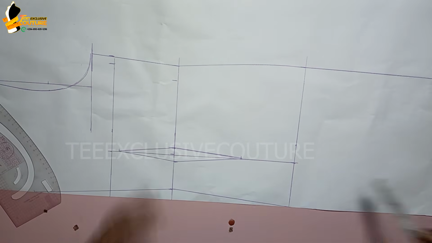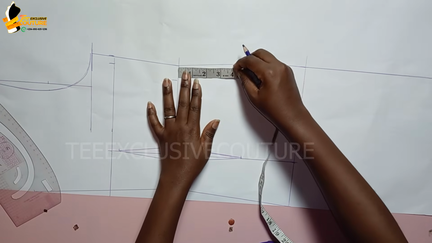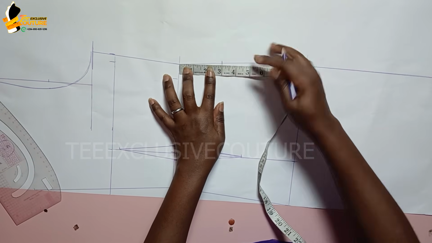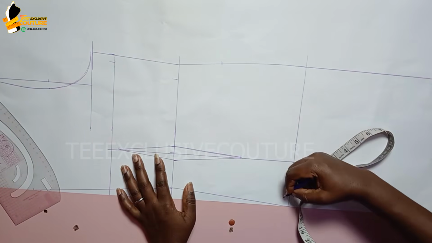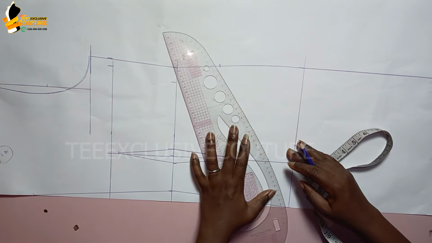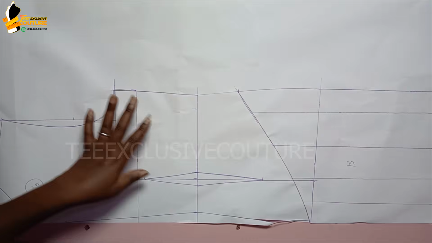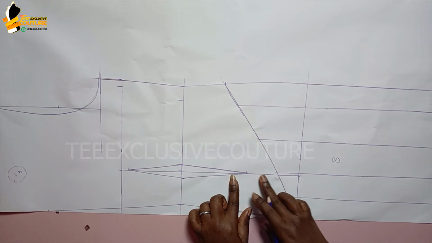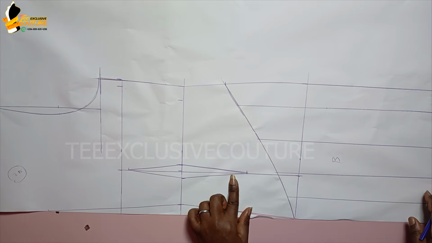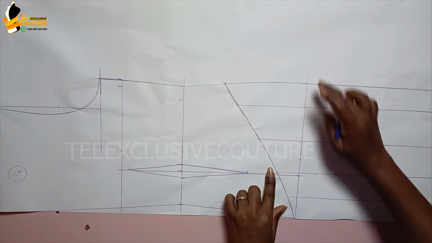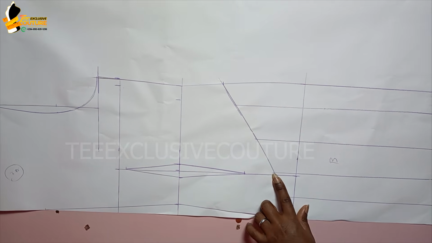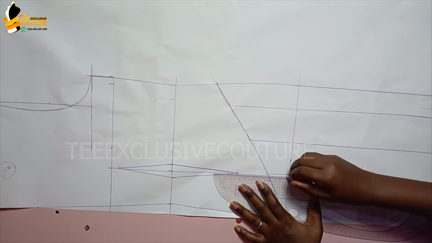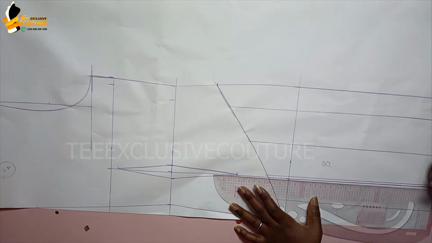So now for the side gathers, from the waistline, I'm going to be going down by 3 inches for the side gathers. Then I'll be connecting it up to this point here. Please pardon me, this part is not going to have the gathers, it is only on the side. So this is our dart line here. I'll be extending this dart line down to the hem like this.